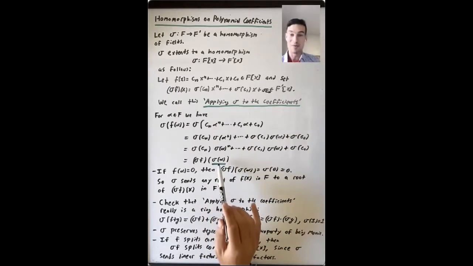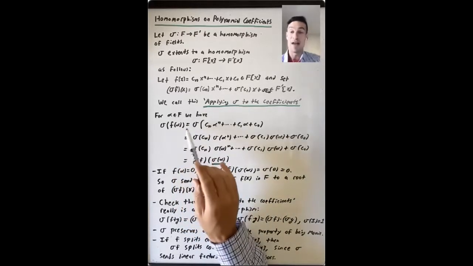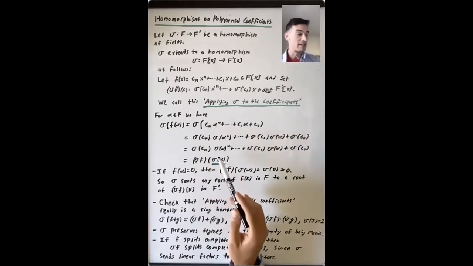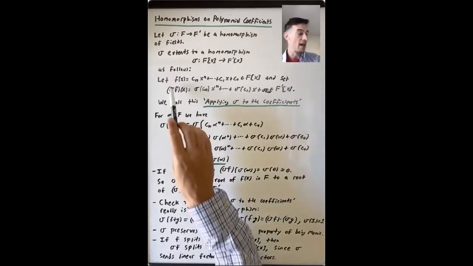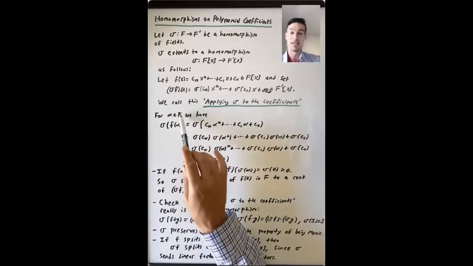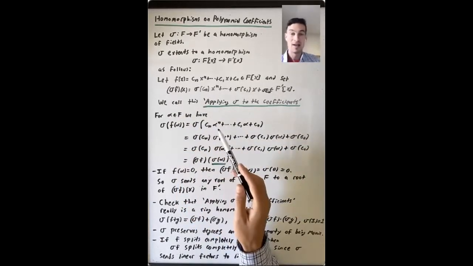This is the thing that I want to emphasize: you might at first think that sigma of f(alpha) is just sigma of f evaluated at alpha, but that doesn't even make sense because sigma of f is an element in F'[x], and alpha is an element of F. So alpha might not even be in F'.